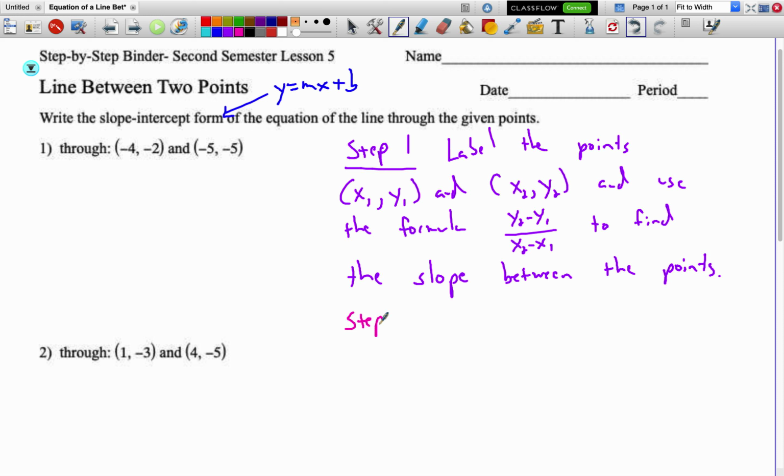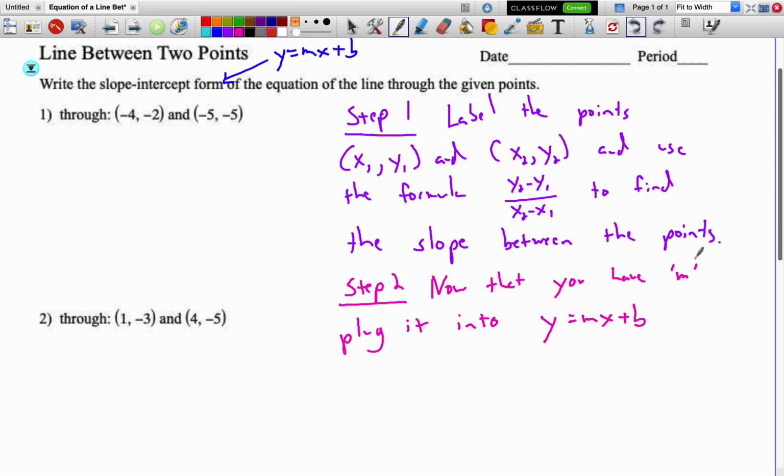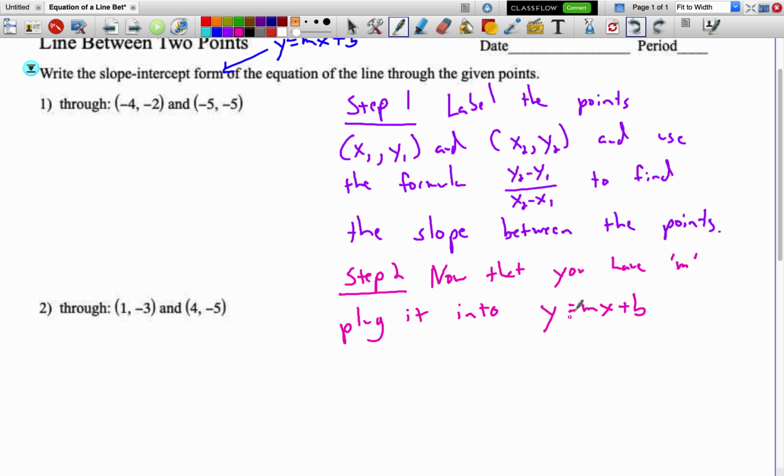So, step 2 is, now that you have m, plug it into y equals mx plus b. So, if we solve that m is equal to 2, this will be now y equals 2x plus b. All right, step 3.